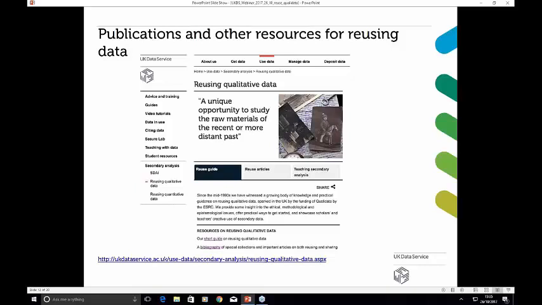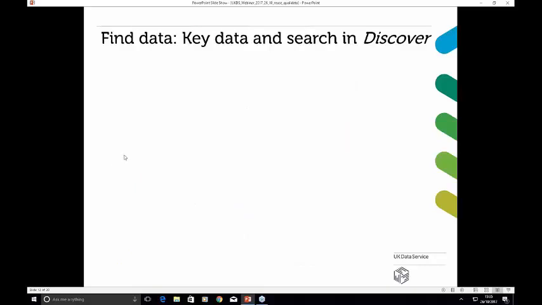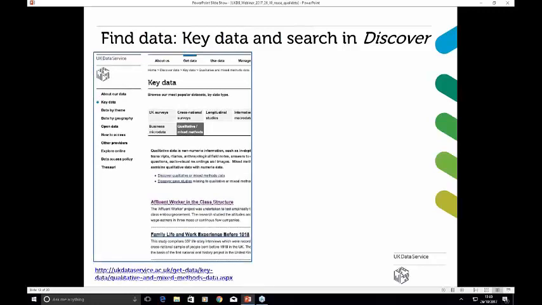And finally, I wanted to go through just a couple of different ways to look for qualitative data. We have two ways that you may have seen before. The first is by going to our key data, where there's a qualitative and mixed methods tab. Again, along the top menu, Get Data, and then you can see there's key data.